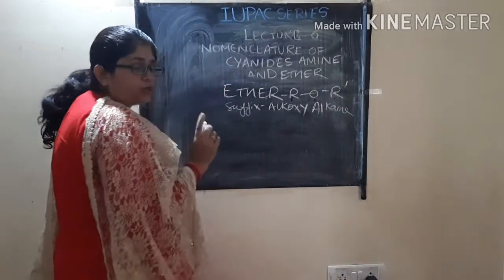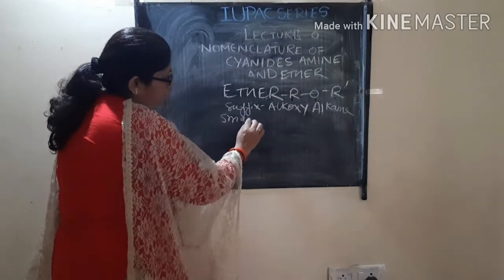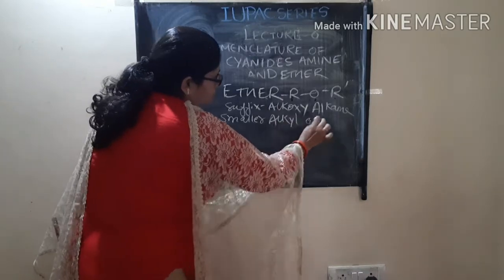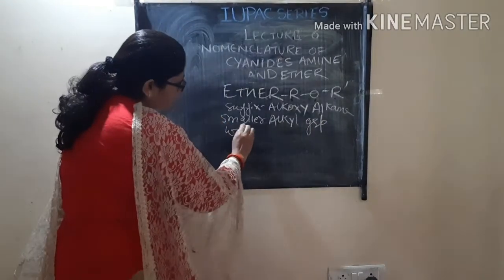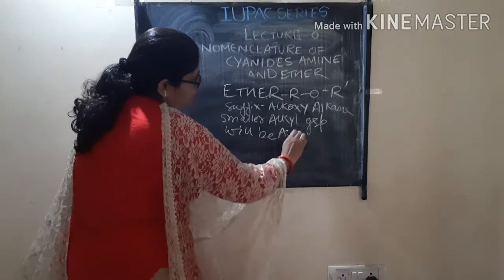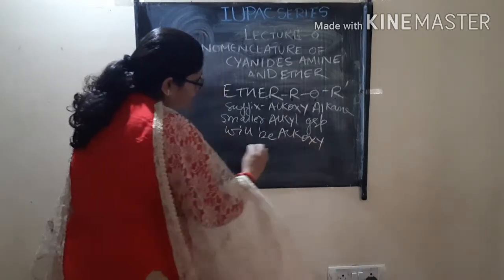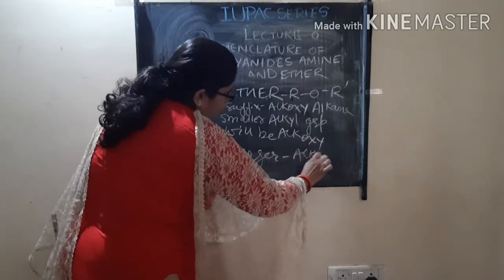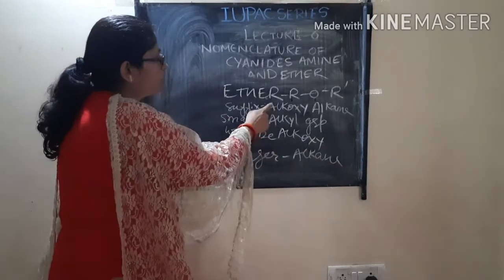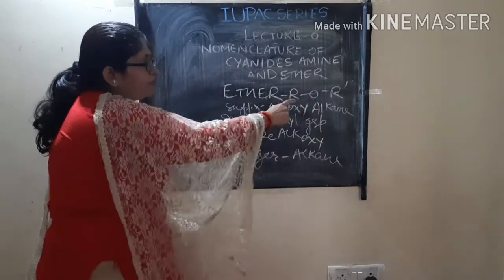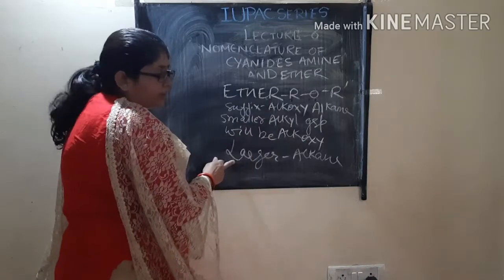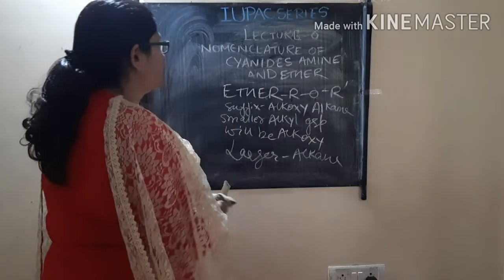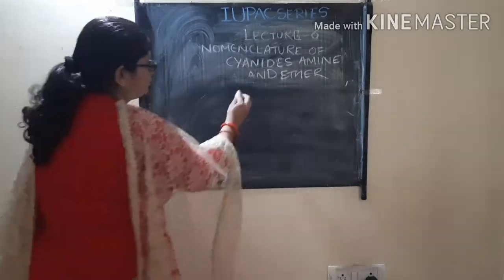Now note one more thing: the smaller alkyl group will be the alkoxy, and the larger one will be the alkane. So the smaller group of the two alkyl groups becomes the alkoxy, and the larger one becomes the alkane. Understood, students? So we'll do some examples.